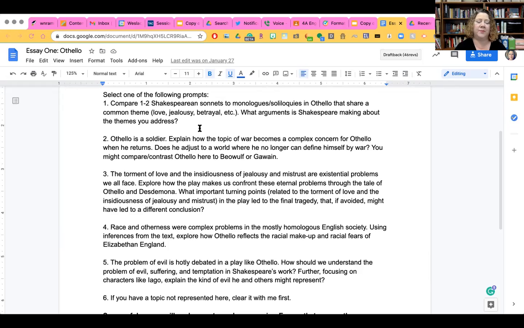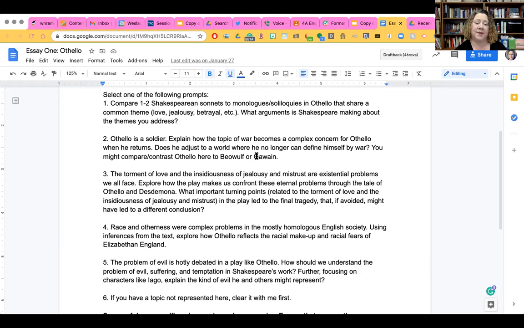So then whatever the common theme is between the sonnet and the play, that's what you're writing about. So if you want to write about jealousy and you find a Shakespearean sonnet that's about jealousy, then what are the arguments that Shakespeare's making in both of those pieces?